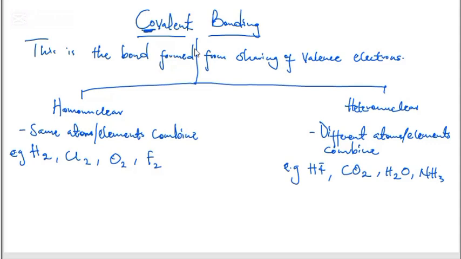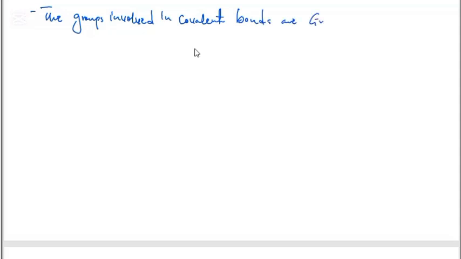So for covalent bond, the groups involved are groups 4, 5, 6, and 7.